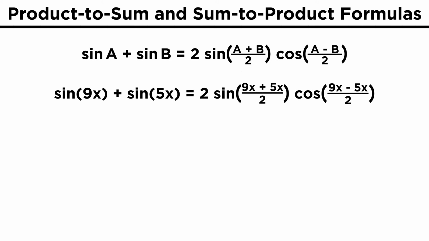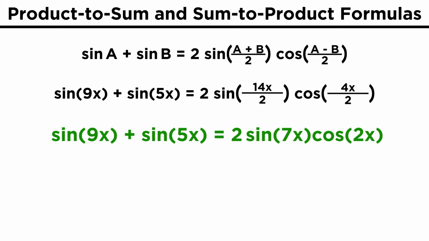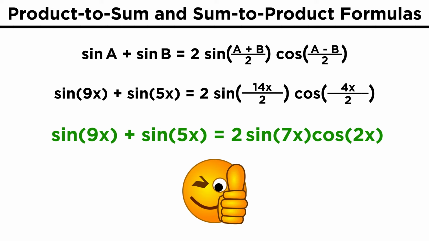Say we want to express sine 9x plus sine 5x as a product. We would put their sum, 14x, up here, and their difference, 4x, over here. We simplify and we get 2 sine 7x cosine 2x. These can sometimes be useful in verifying trickier identities. I think that's plenty of formulas for today, so let's check comprehension.